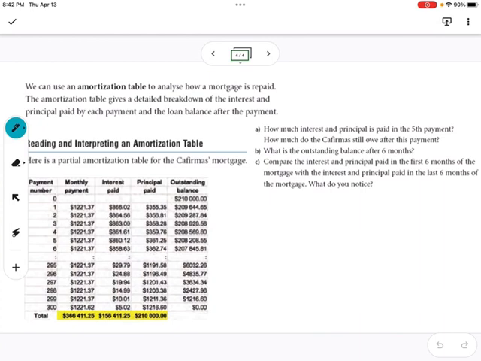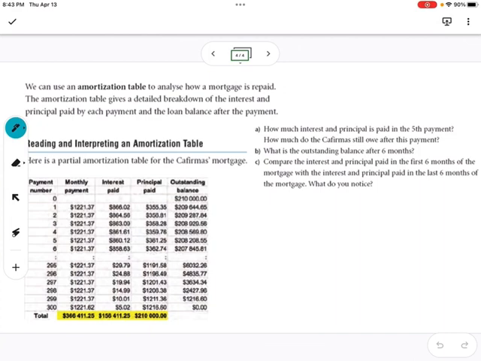So we can use an amortization table to analyze how a mortgage is repaid. The table gives a detailed breakdown of the interest and principal paid by each payment and the loan balance after the payment. Okay, so we're going to look at the table here and answer a few questions. So A, how much interest and principal is paid in the fifth payment?